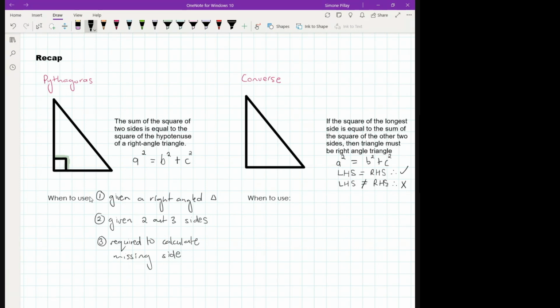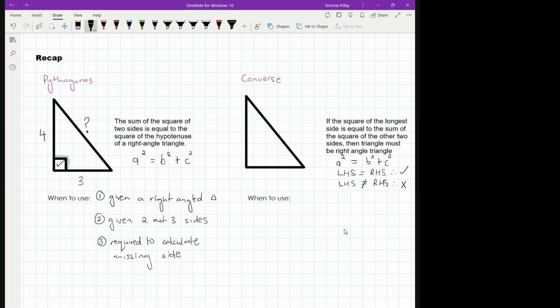So if they told me that this side is 4, this side is 3, and they said calculate the length of the missing side here, I know I can use Pythagoras. Why? Firstly, I've been given a right angle triangle. I've been given 2 out of 3 sides of my triangle, and I am required to calculate the length of the missing side. So here I know Pythagoras is going to work.